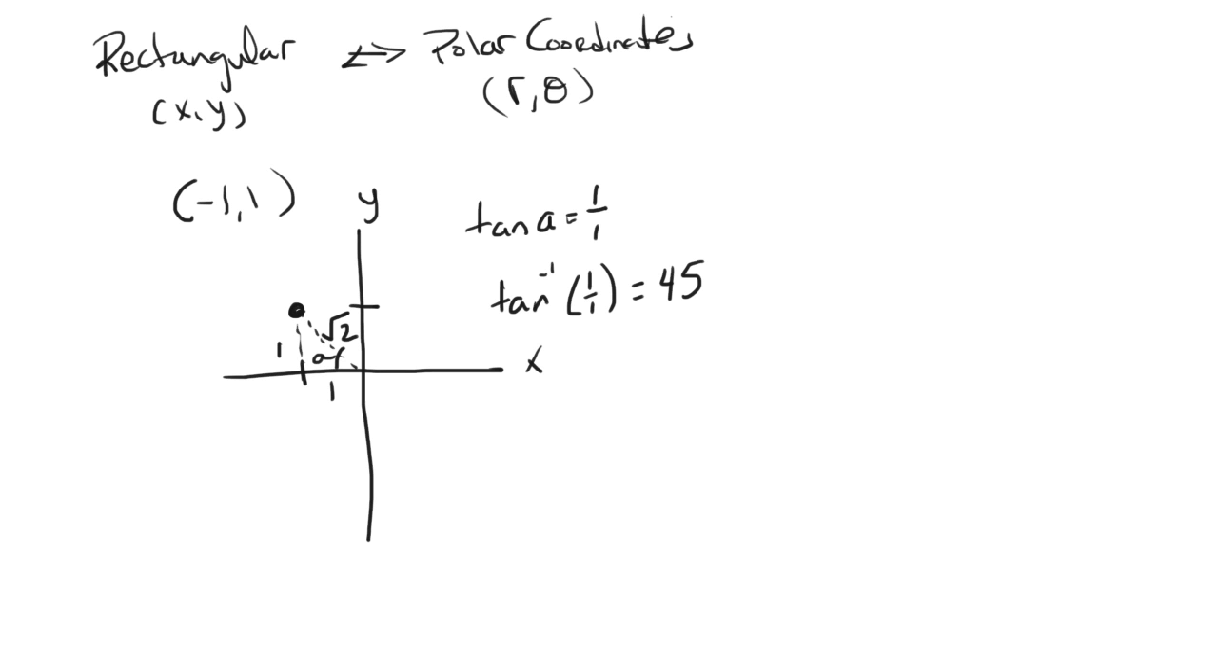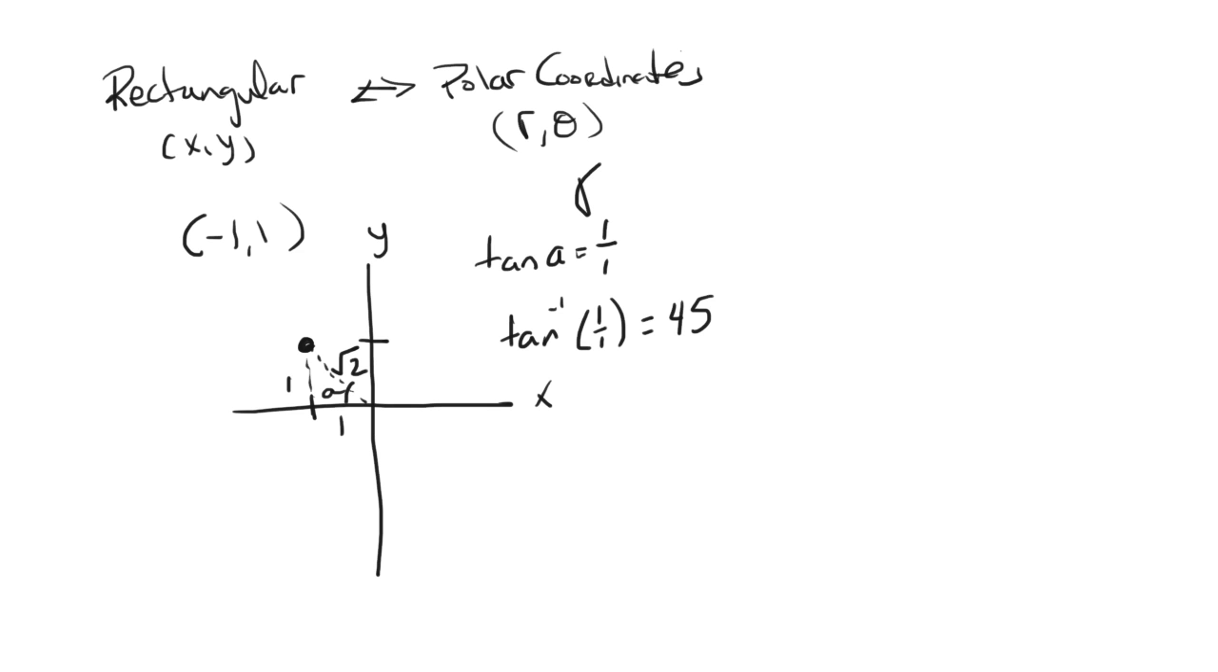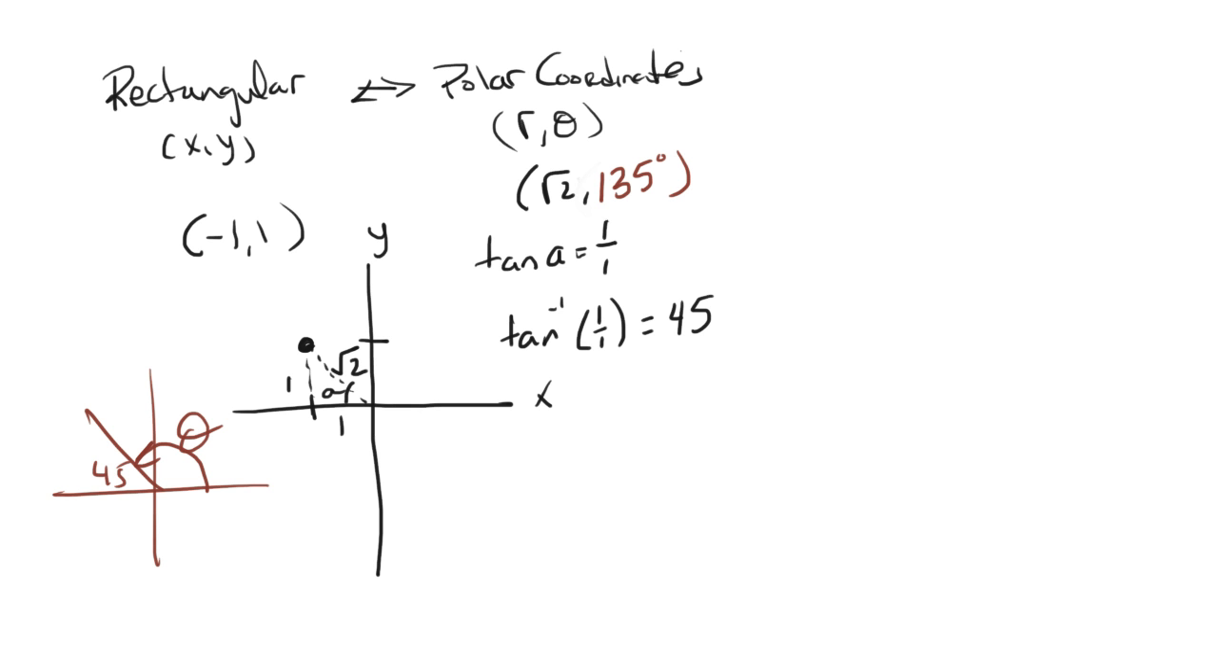Okay, so now I got the r value. So now I got the r value is rad 2, comma. Now, if this angle is 45, let's think about this. I want this angle because that's my theta. So that makes 135. So in polar coordinates, negative 1, 1 is rad 2, comma 135.